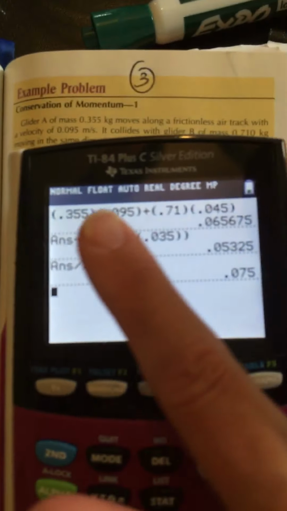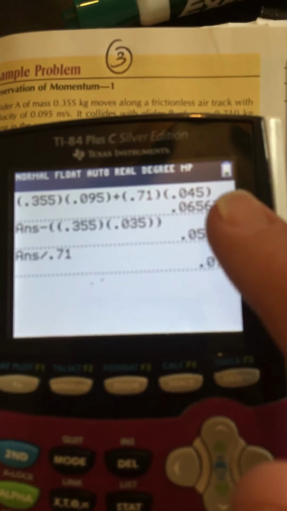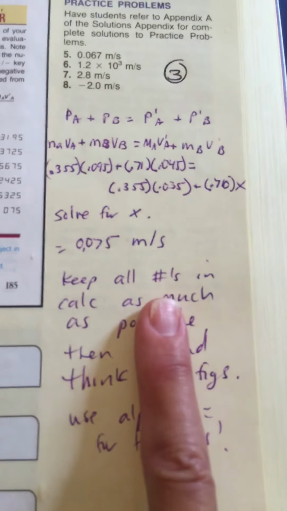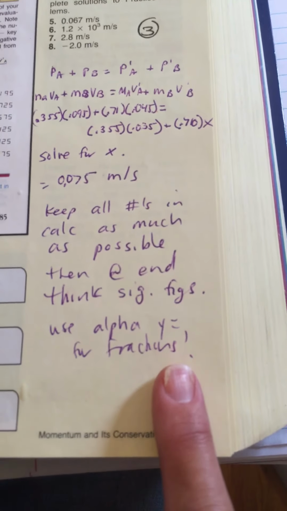Now, if you don't want to do that, you can do it more step by step. But it's just a pain having to write down all of those numbers. And I wanted to show you that it could be all done. Keep all the numbers as much as possible. And then at the end, think of significant figures.